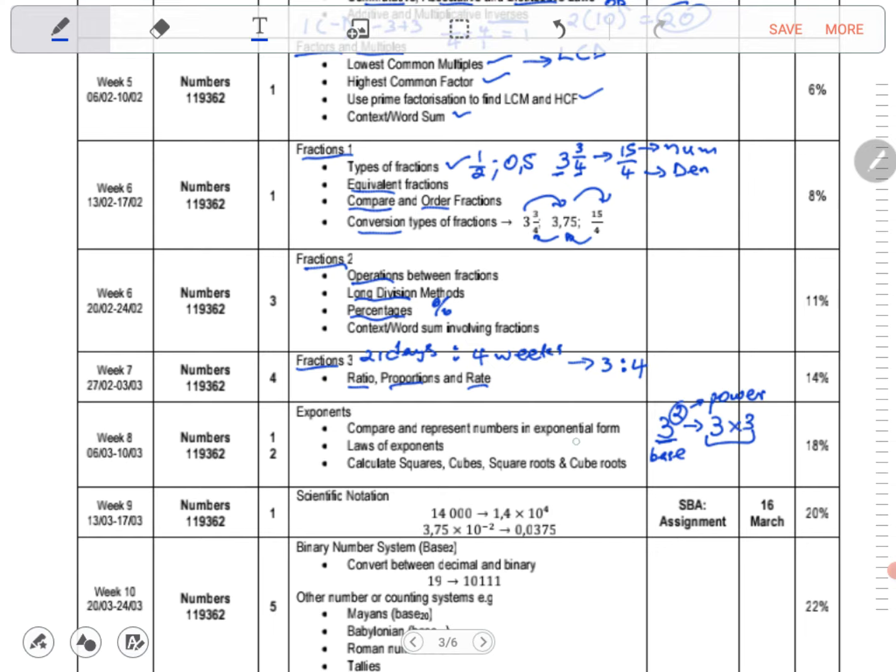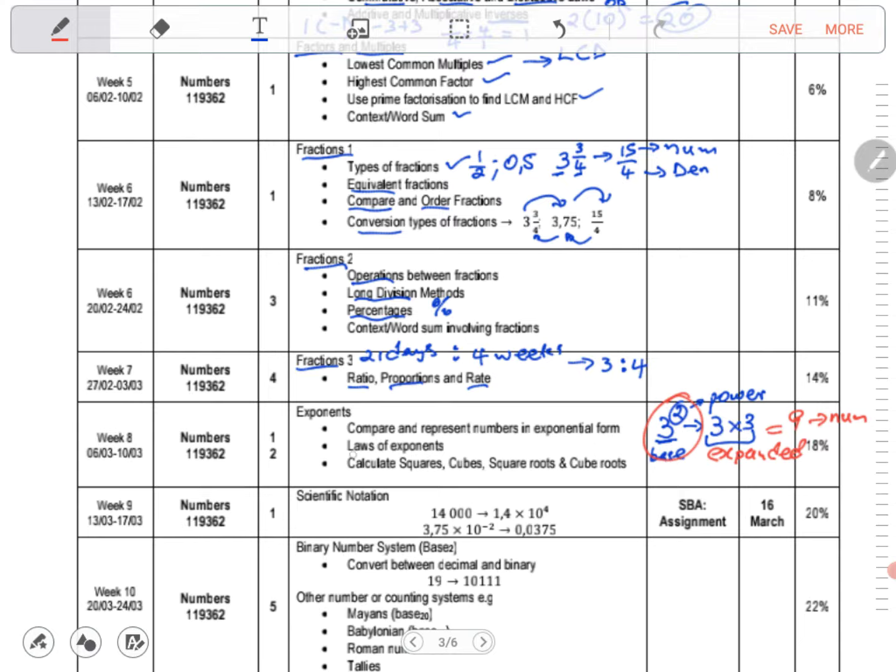Okay, and so if we are comparing and representing numbers in exponential form, this one here is an exponential form, and this is an expanded form. Okay, so this is expanded, and we can also represent it as a numerical value. So 3 times 3 gives us 9. So this is numerical. All right, so these are the 3 different ways in which you can represent a number.